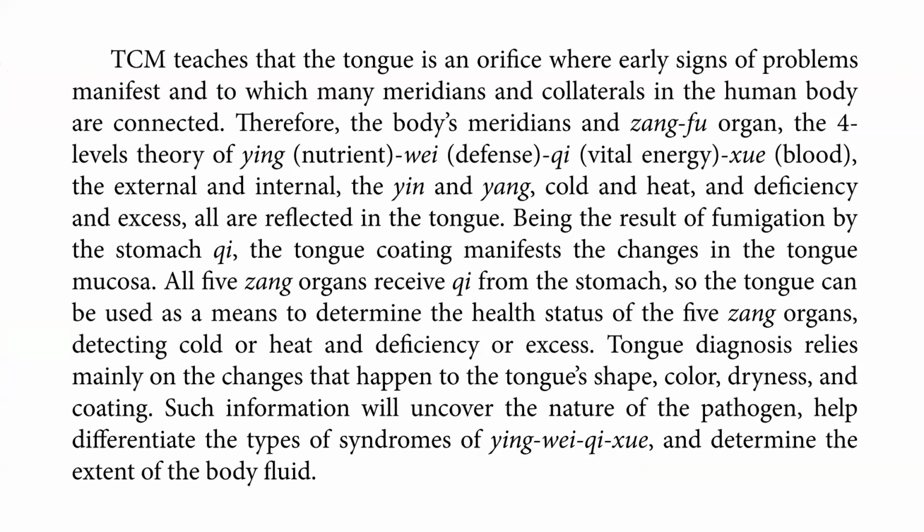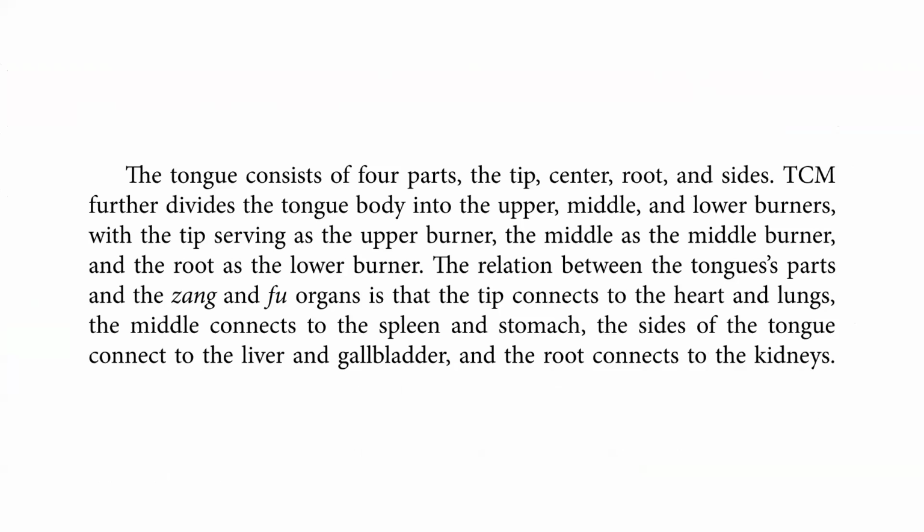Being the result of fumigation by the stomach qi, the tongue coating manifests the changes in the tongue mucosa. All the five Zang organs receive qi from the stomach, so the tongue can be used as a means to determine the health status of the five Zang organs, detecting cold or heat and deficiency or excess. Tongue diagnosis relies mainly on the changes that happen to the tongue shape, color, dryness, and coating. Such information will uncover the nature of the pathogen, help differentiate the types of syndromes of Ying, Wei, Qi, and Xue, and determine the extent of body fluids.